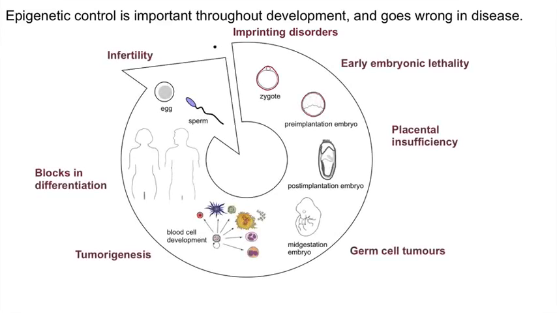So as you might expect then for this ubiquitously important process of epigenetic control, when it goes wrong it results in a wide array of different disorders, and some of these we'll cover in later lectures. For example, the imprinting disorders, and these result if epigenetic control goes wrong in either the gametes or in early development. Aberrant epigenetic control can result in early embryonic lethality, slightly later embryonic lethality if the placenta fails, and can result in many different types of tumours.